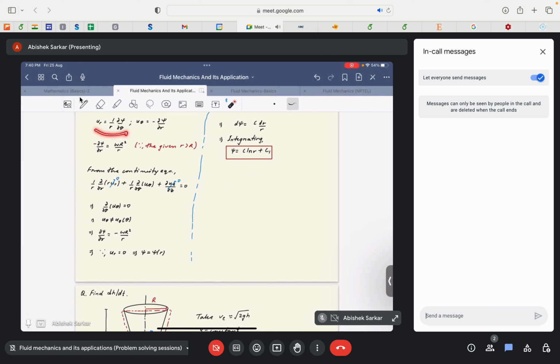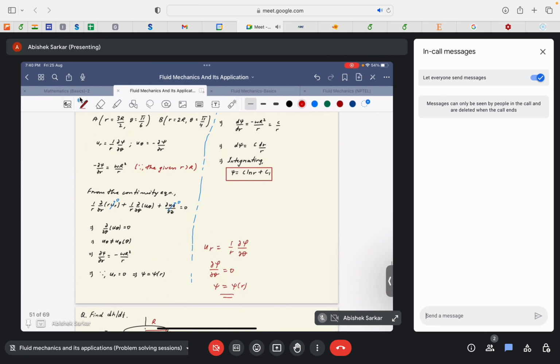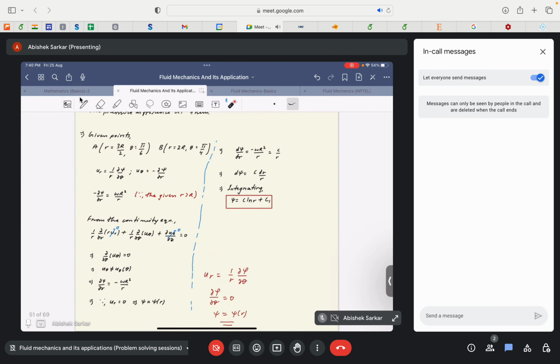Since ur is equal to 0, we can write ur is equal to 1 by r dou psi by dou theta, so dou psi by dou theta is equal to 0. So psi is only a function of r. Now we can change this partial derivative into a complete derivative. We can write d psi by dr is equal to minus omega R squared by r. For simplicity, we take minus omega R squared as some constant c. So we get d psi is equal to c dr by r.